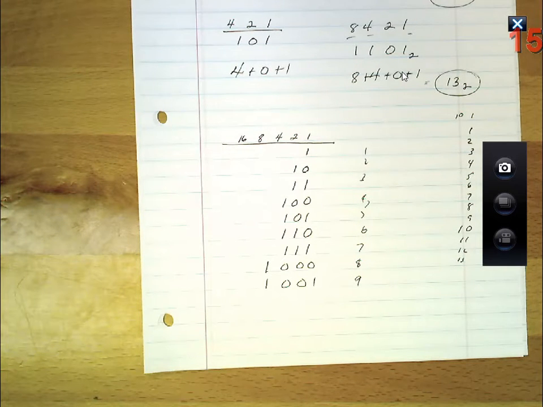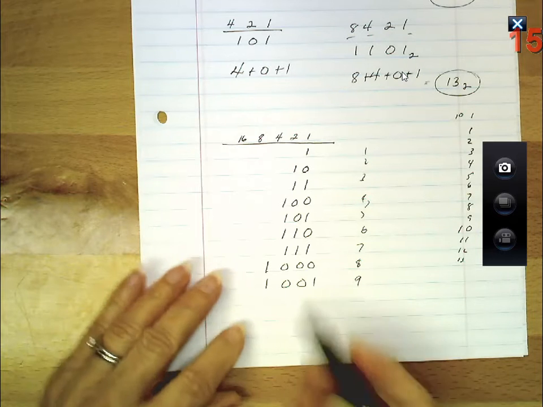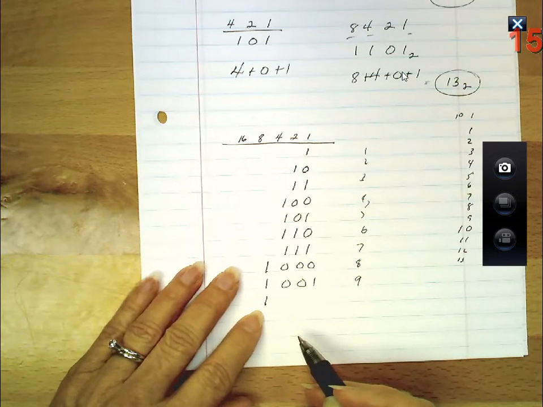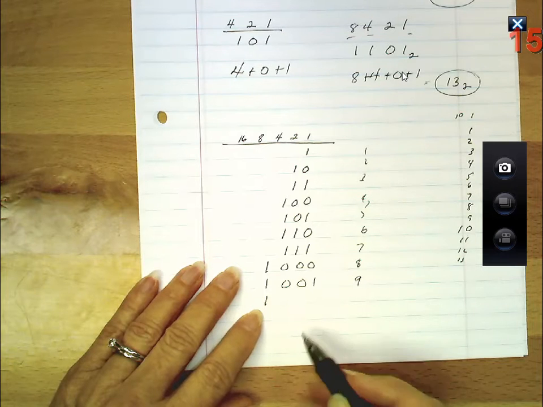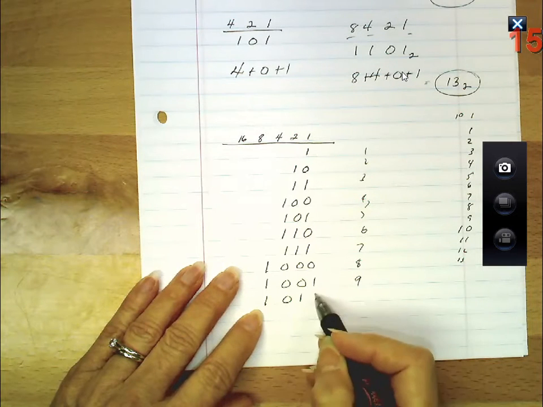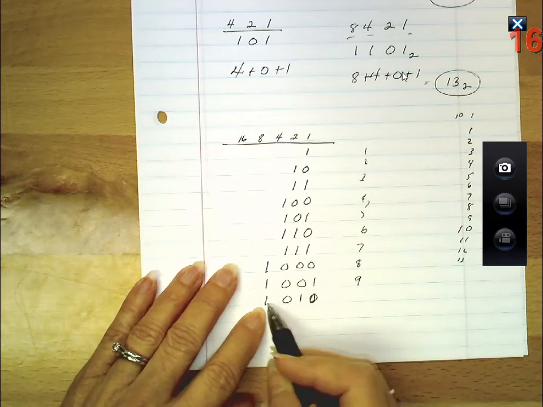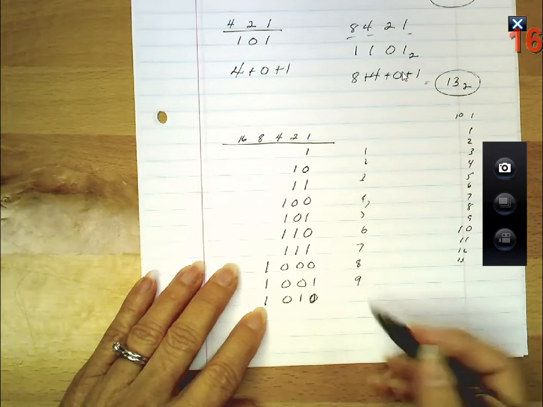Okay. How would I write 10? 1, 8. And what else do I need? 1, 2. So that's 8, 9, 10. And that's it.